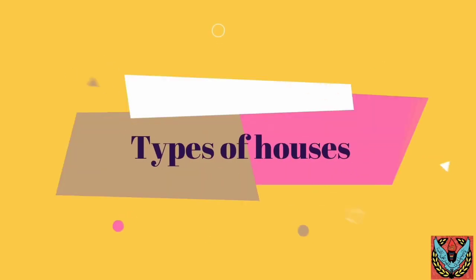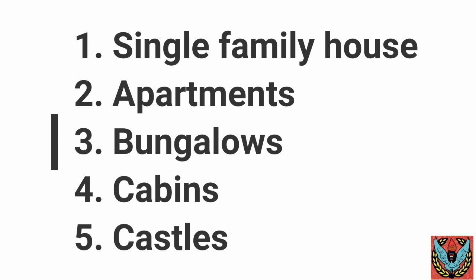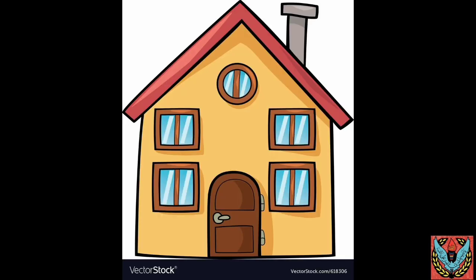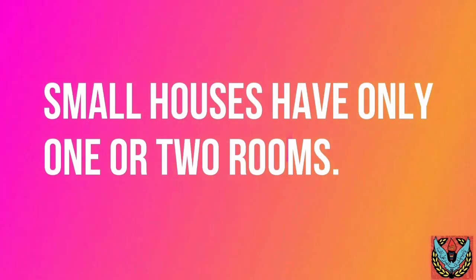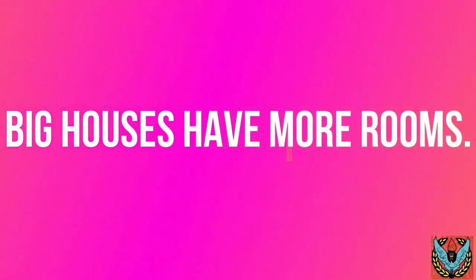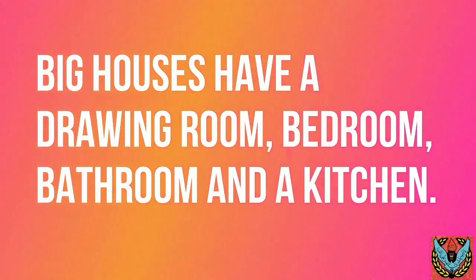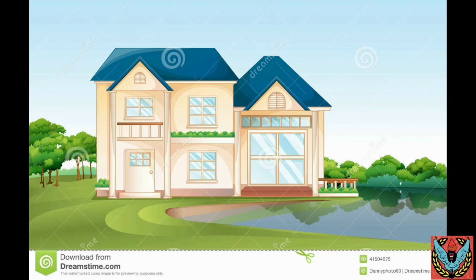Dear students, there are different types of houses such as single family house, apartments, bungalows, cabin and castle. Small houses have only one or two rooms, but big houses have more. They have a drawing room, bedroom, bathroom and a kitchen. Some houses also have a garden.